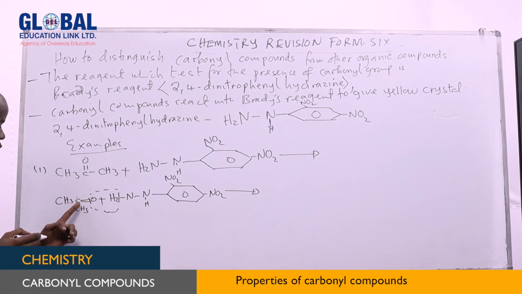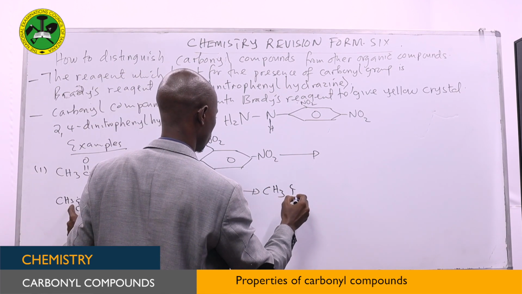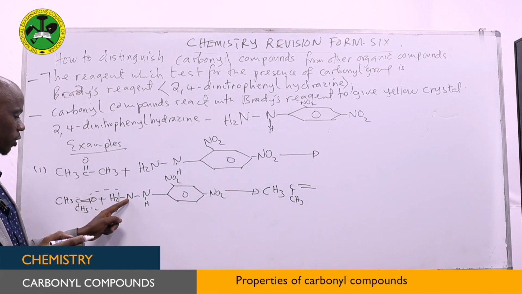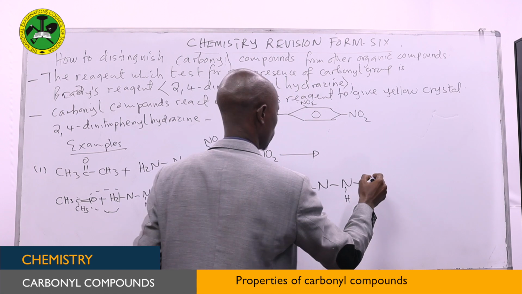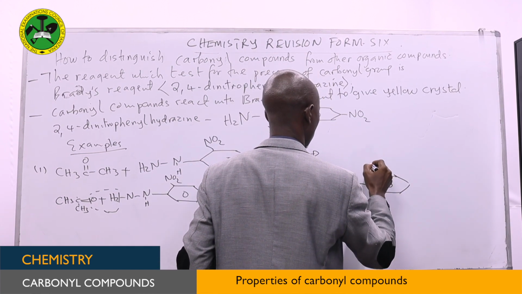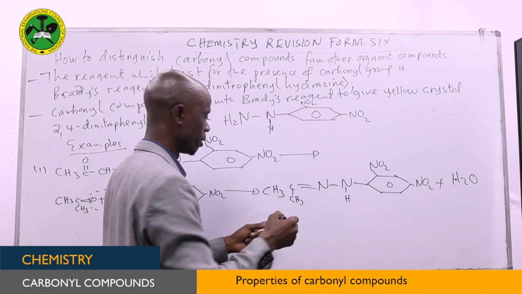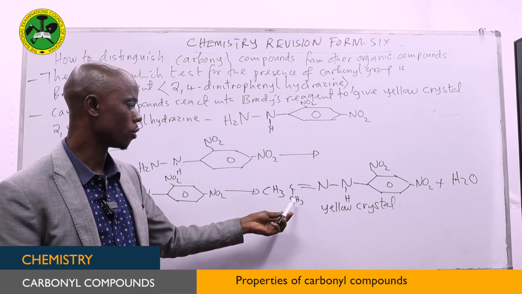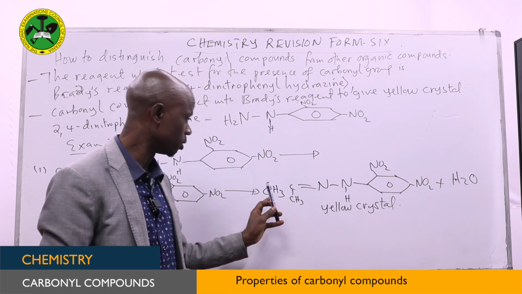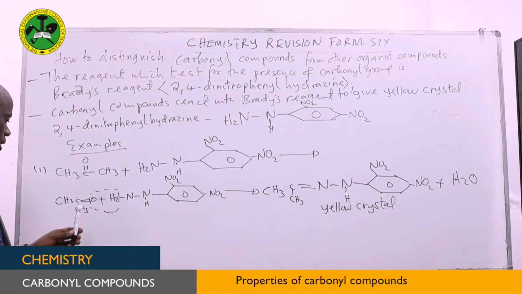The oxygen atom from the carbonyl group and hydrogen atom from nitrogen will combine to form water, and this is a condensation reaction. So here we are going to form this double bond with nitrogen, and water. This one is a yellow crystal. It will be observed. So this one is propanone 2,4-dinitrophenylhydrazone, which is a yellow crystal, and it will be observed when this reacts with the ketone.